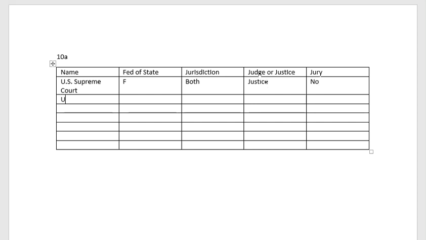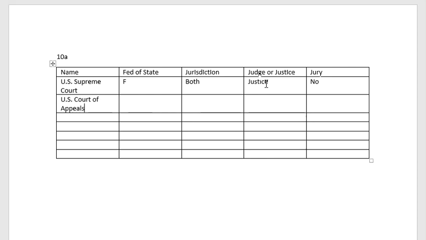Next one is going to be the U.S. Court of Appeals. They're a federal court. They have only appellate jurisdiction. They have judges, but no juries. Appellate courts don't have juries typically.